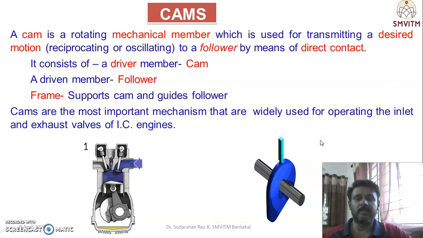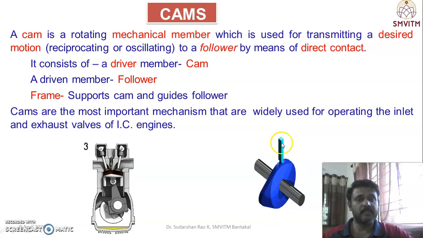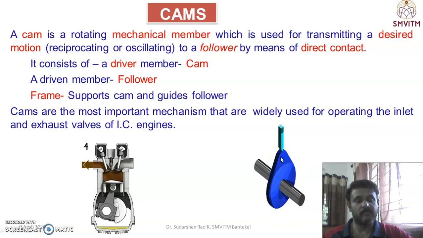A CAM is a rotating mechanical member which is used for transmitting a desired motion, either reciprocating or oscillating motion, to a follower by means of direct contact. Therefore, to get continuous motion of the follower, direct contact between the CAM and follower is essential.